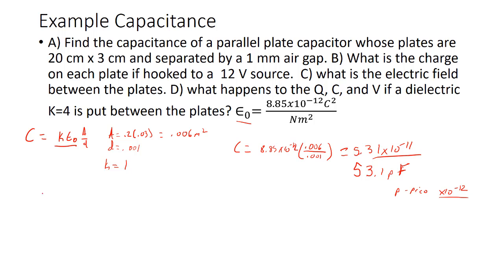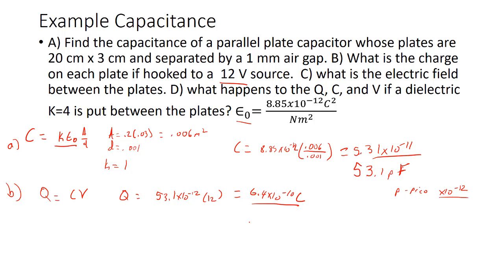B says to find the charge on each plate. So to find the charge on each plate, remember Q is equal to the capacitance times the voltage. Well, it says when it's hooked to a 12-volt source. So to find charge, Q equals our capacitance, we just found, 53.1 times 10 to the negative 12th, times the voltage, 12, which is going to get us about 66.4 times 10 to the negative 10th coulombs.